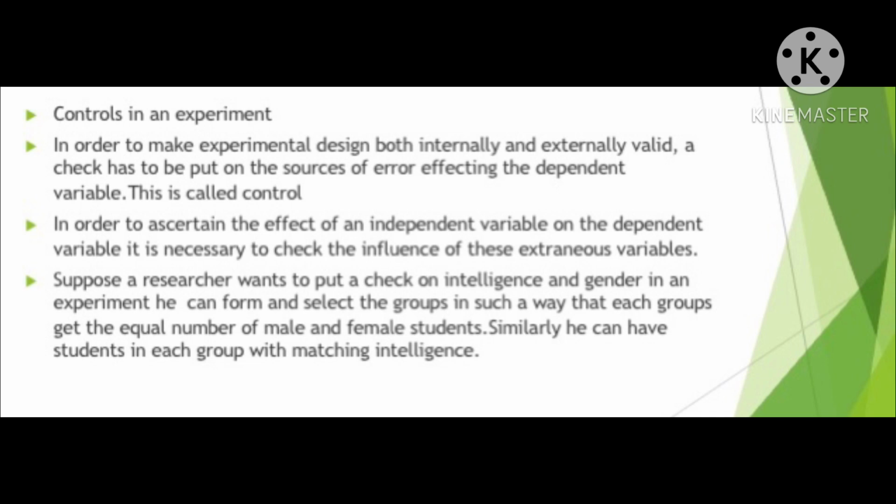Suppose a researcher wants to put a check on intelligence and gender in an experiment. He can form and select the groups in such a way that each group gets an equal number of male and female students. Similarly, he can have students in each group with matching intelligence, the same matching IQ. At the same time, if there is a chance of gender affecting the experiment, he can select only one gender, maybe only male or only female subjects. Or otherwise, he can keep the number of males equal to the number of females. That way he can do control in an experiment.